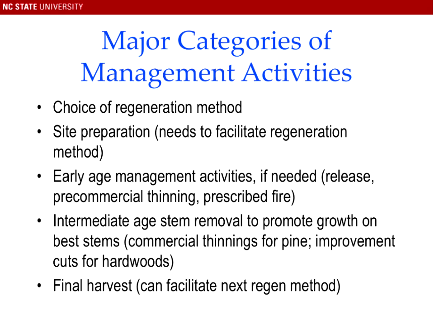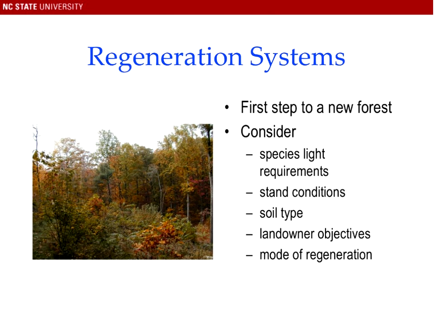Then another category are activities done in the intermediate ages of the life of a stand, or called intermediate age, for instance, intermediate age stem removal, and that can promote growth on the very best stems. Some examples might be commercial thinnings for pine or improvement cuts for hardwoods. And then the final harvest, and the cycle begins again, because the final harvest can facilitate the next regeneration method.